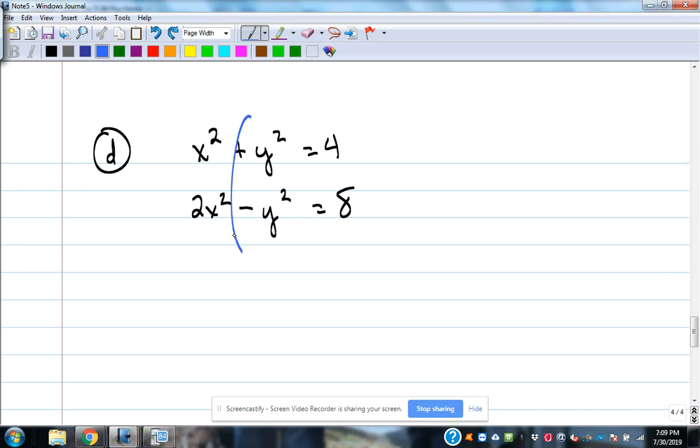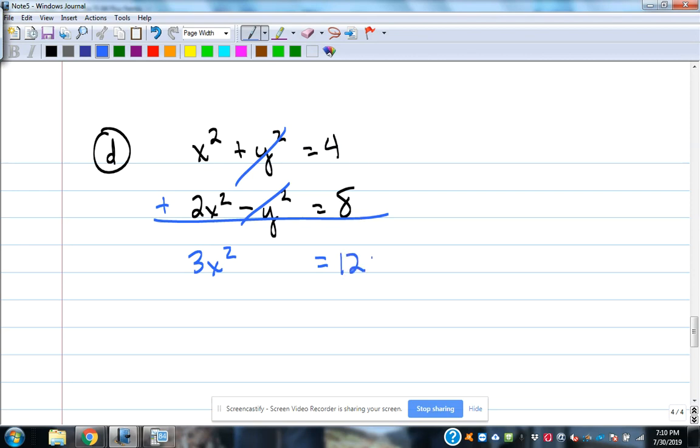This one, look at the y's. I've got a positive y squared and a negative y squared. Hey, I've got opposites on those. That triggers elimination. They cancel each other out. x squared plus 2x squared is 3x squared. Hey, they were even like terms there. That helps a lot when that happens. And 8 plus 4 is 12.